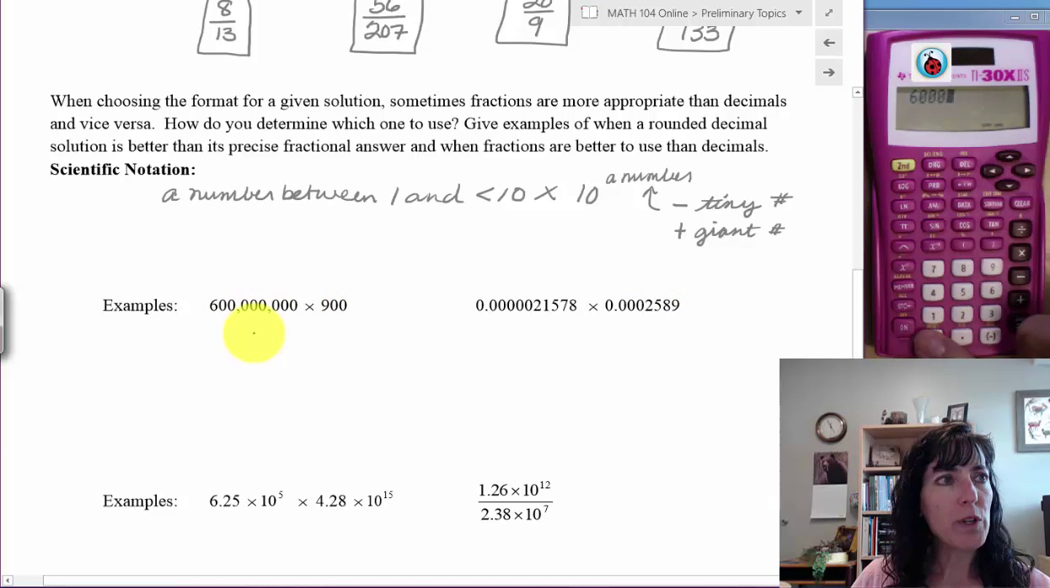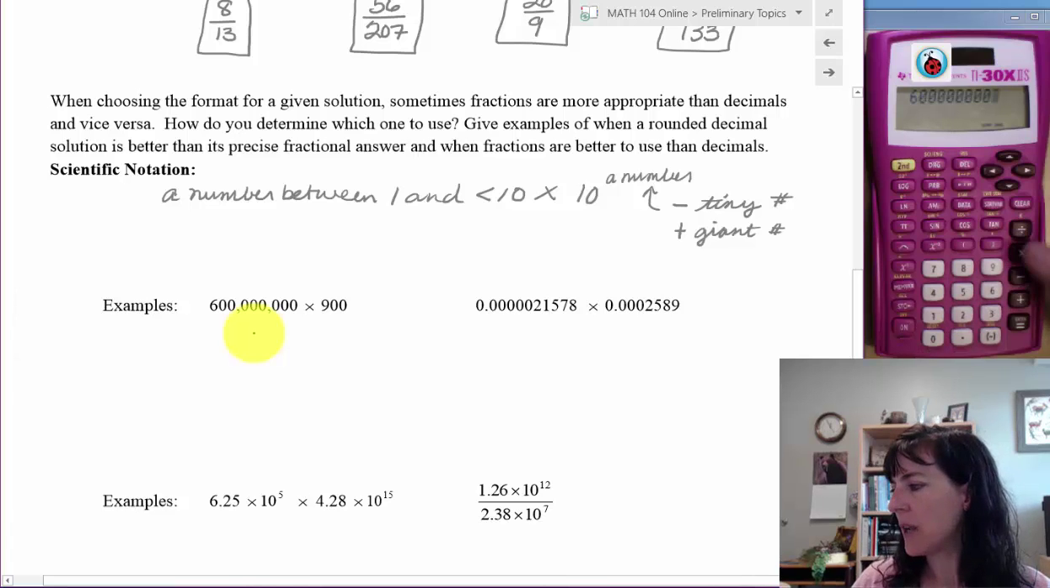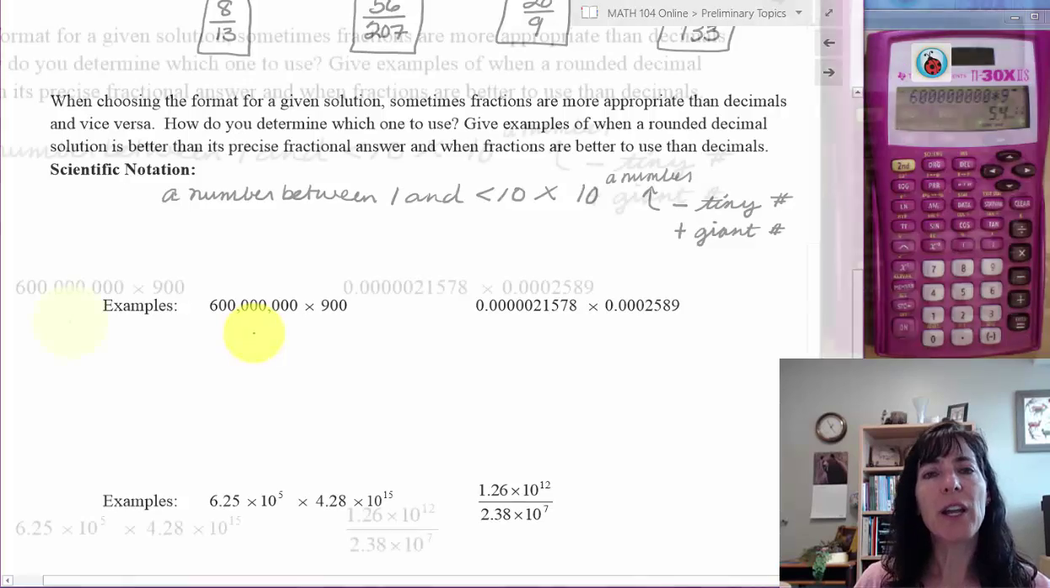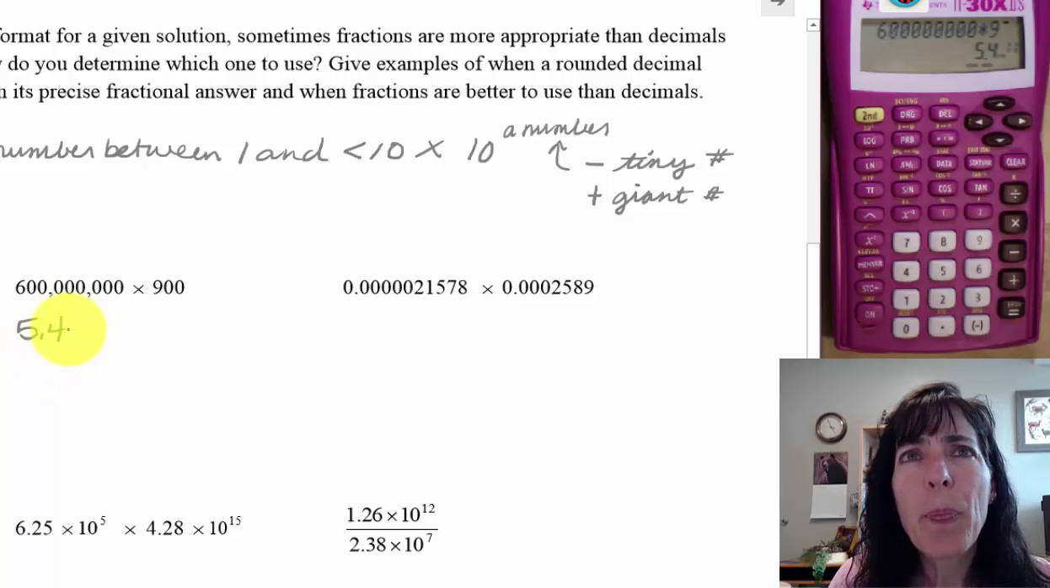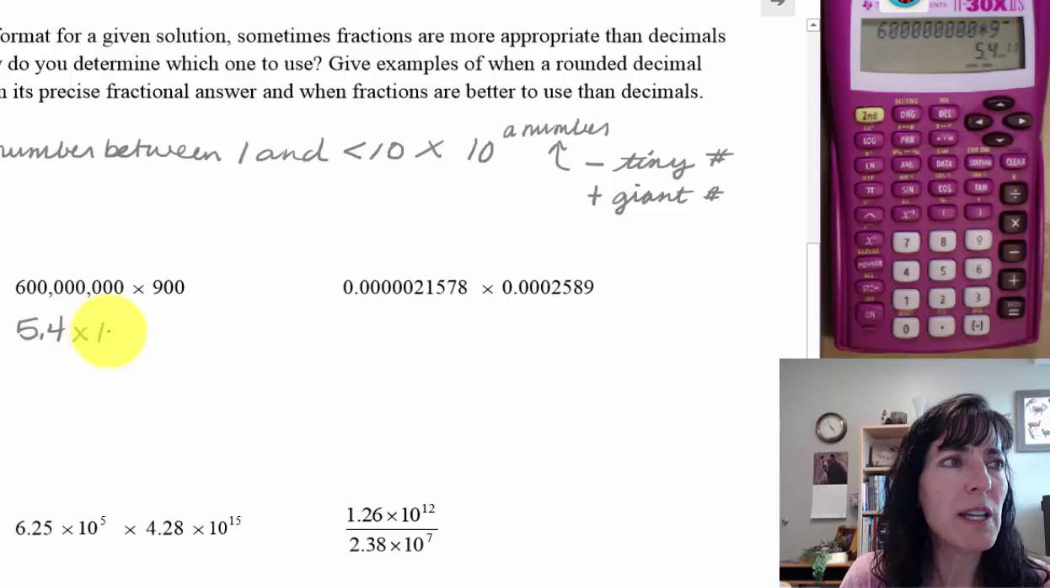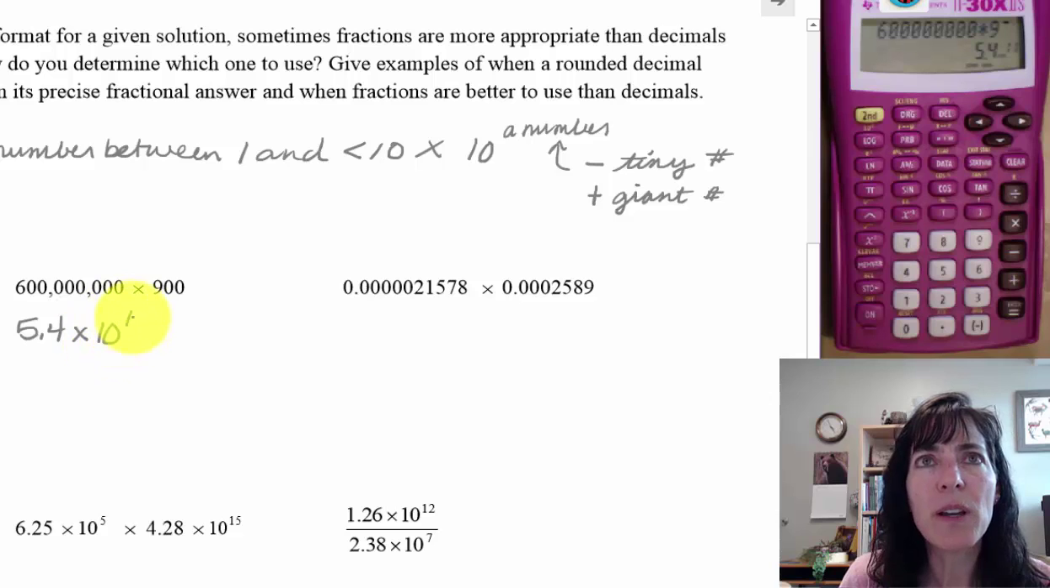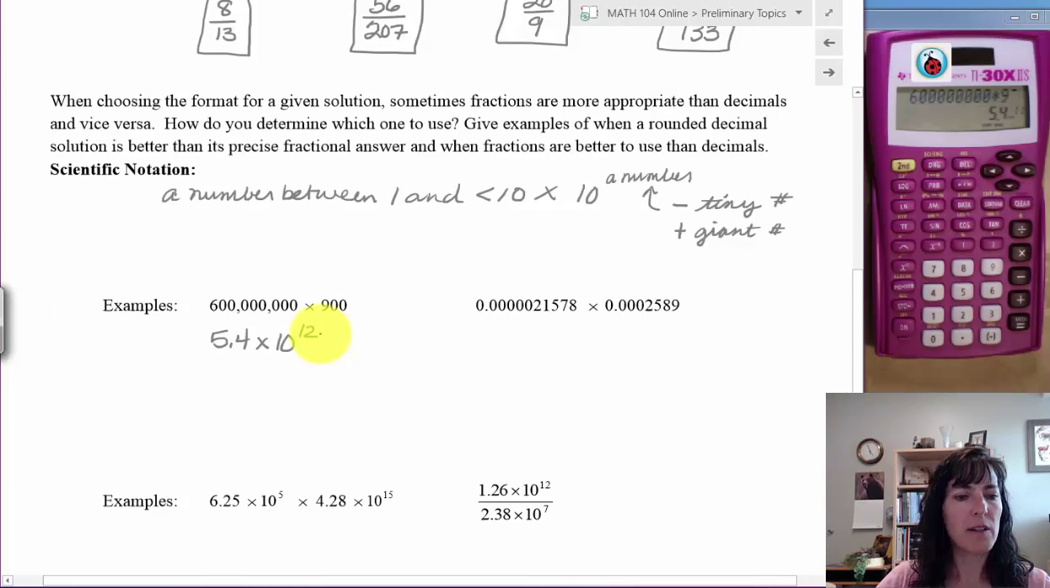600,123 times 900. And when I push enter, it changed it to scientific notation for me. And if my problem is using numbers like this and I write my answer as 5.4, my calculator shows a teeny little times 10 to the, and then it shows an 11. So my calculator is really friendly for scientific notation because it shows the whole thing.